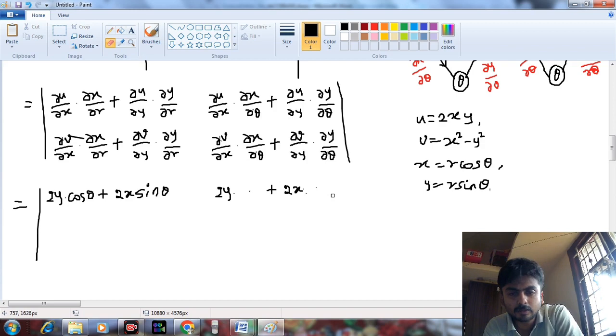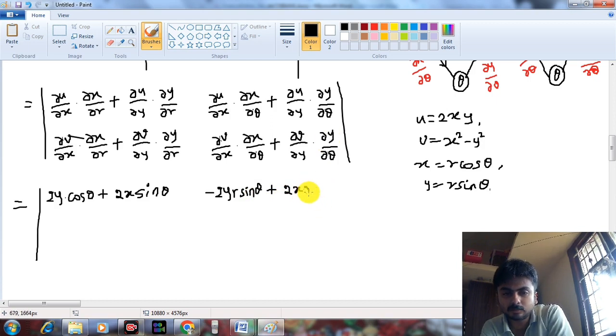Okay, so what will be ∂x/∂θ? ∂x/∂θ means you have to differentiate with respect to theta. So r is constant, so we get minus r sin theta. I am writing minus in the front and r sin theta here. Plus 2x into ∂y/∂θ, which is r cos theta.